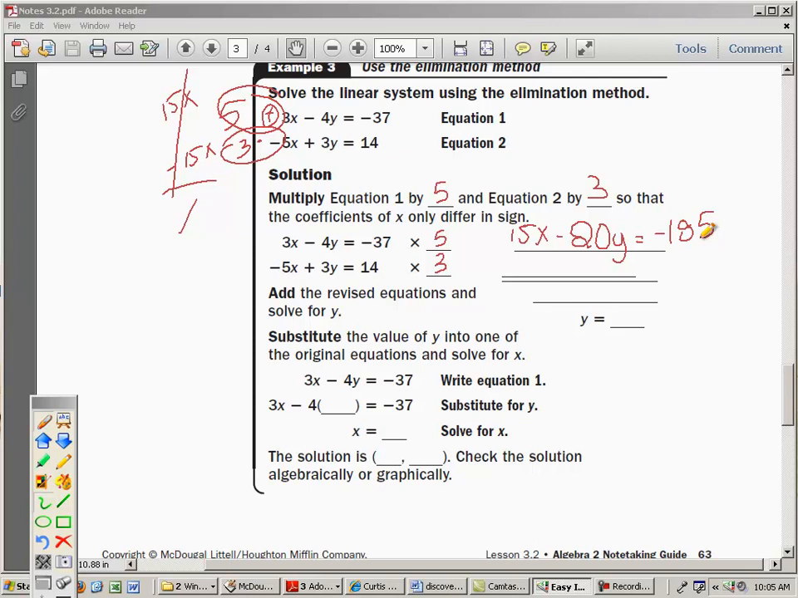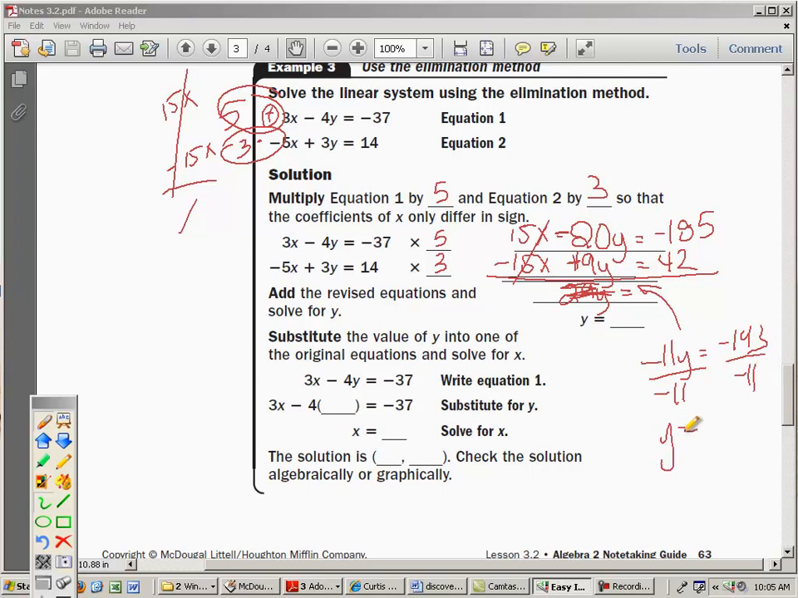And the second equation we're multiplying by 3 is negative 15x plus 9y is equal to 42. Now, these are already opposite signs, so when I add them, I get... oops, I'm sorry, that's not 29. This is negative 20 and positive 9, so apologize. Let me slide that over here. This is negative 11y is equal to negative 143. And dividing both sides by negative 11, you get y is equal to positive 13.